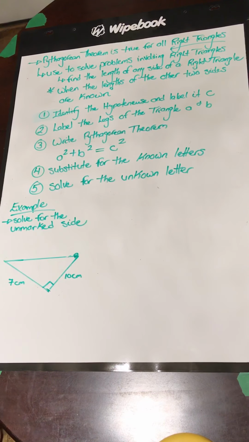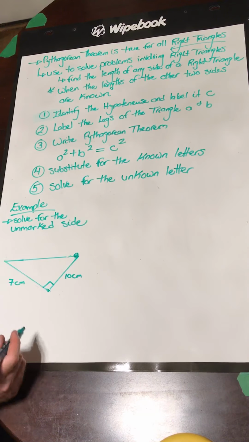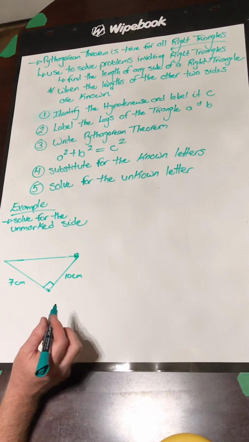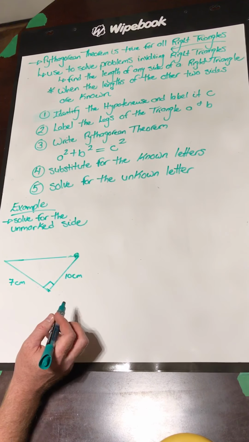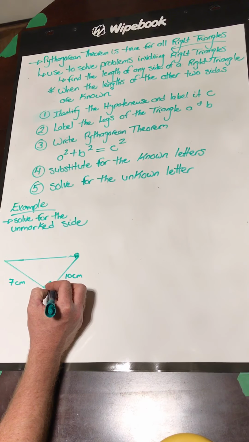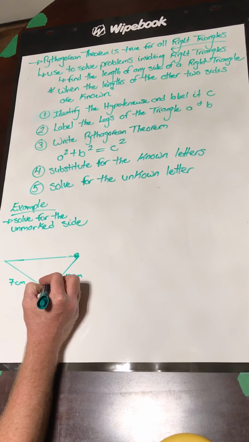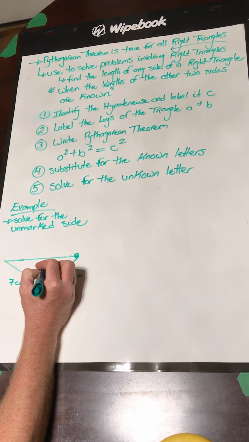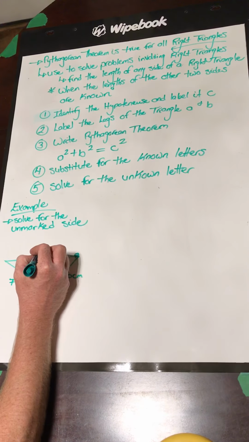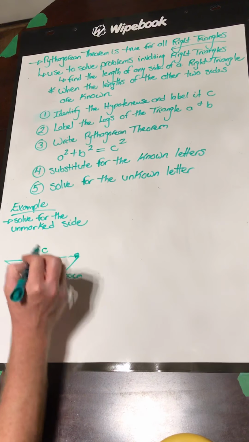So we have an example here, and we're going to solve for the unmarked side. So we have a right triangle, and the first thing that we want to do is identify the hypotenuse. So I look at the right angle symbol here, and I go opposite, and I say the hypotenuse is here, and I'm going to label it C.